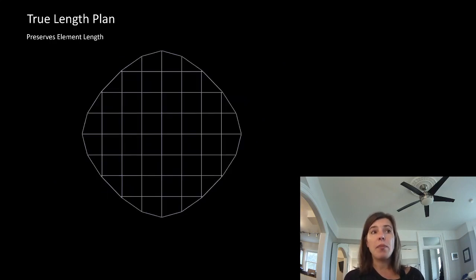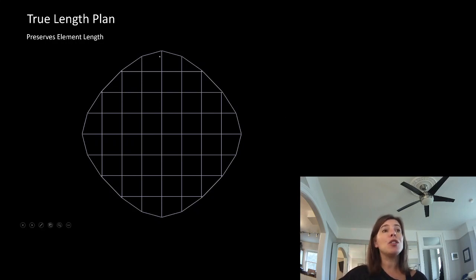This one is great because it is a true length plan. This is the actual length of every element in that dome structure, in that jungle gym. So this is the actual length. You could measure this, you could draw this to scale, and somebody could take a ruler and say, all right, this is how long every single one of these objects needs to be.